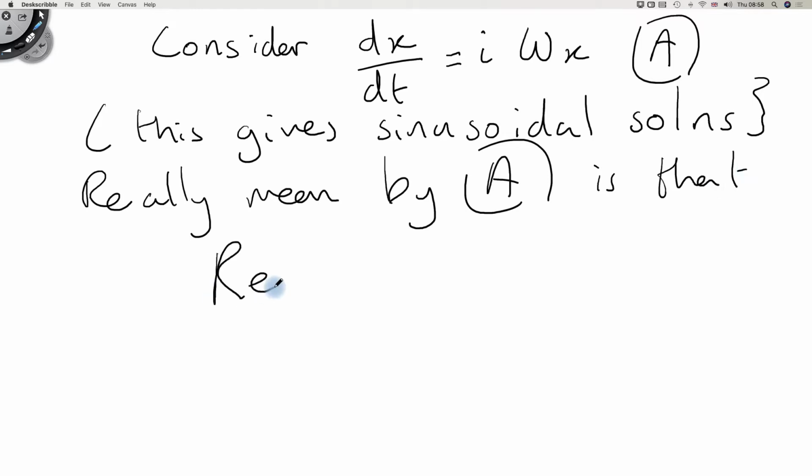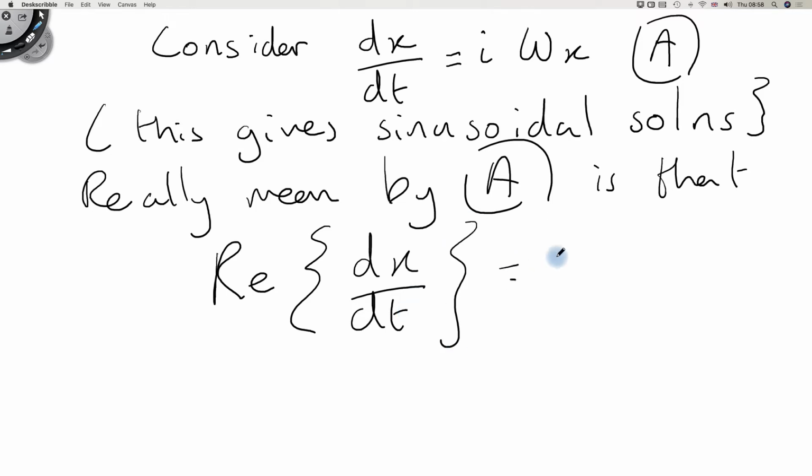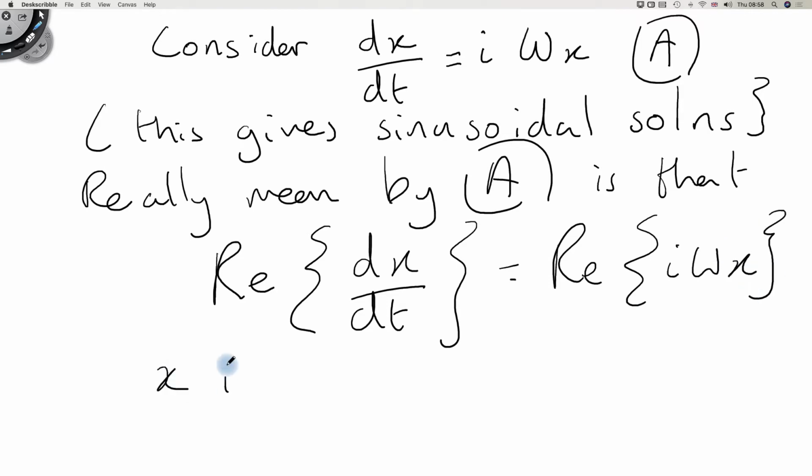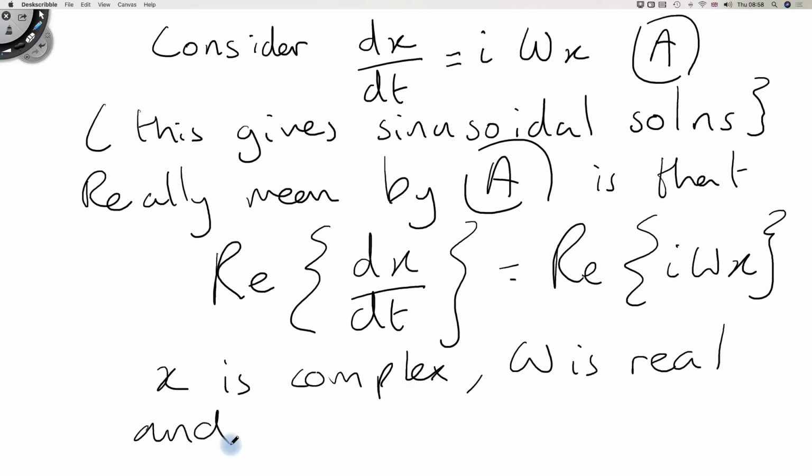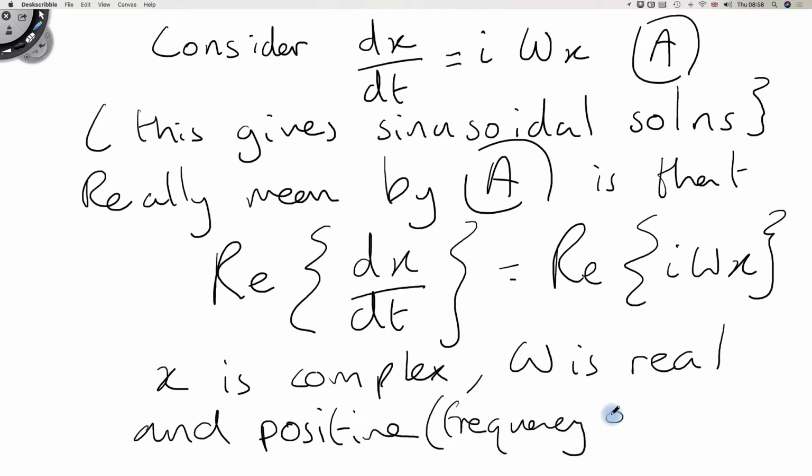So if we take the real part of dx/dt equals the real part of i omega x. So remember now, x is complex, omega is real and positive, and omega is essentially the frequency of your wave, in inverted commas, because it's scaled by 2 pi. So what I wanted to show you is that that's true.